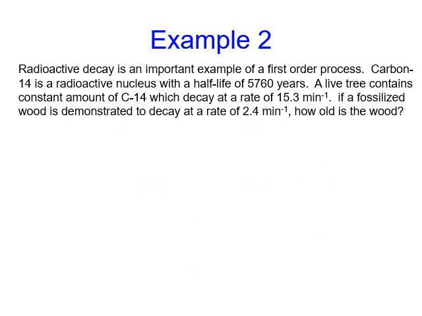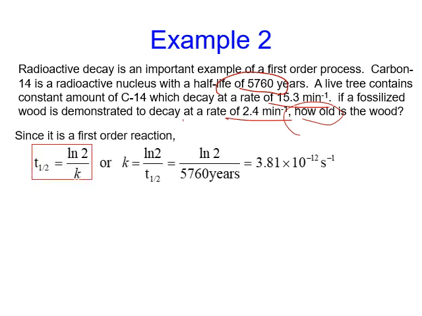Example: radioactive decay is an important example of a first-order process. Carbon-14 is a radioactive nucleus with a half-life of 5,760 years. A live tree contains a constant amount of C14, which decays at a rate of 15.3 per minute. If a fossilized wood is demonstrated to decay at a rate of 2.4 per minute, how old is the wood? First, using half-life, we calculate the rate constant K.